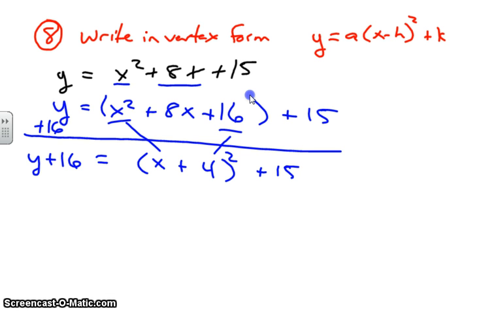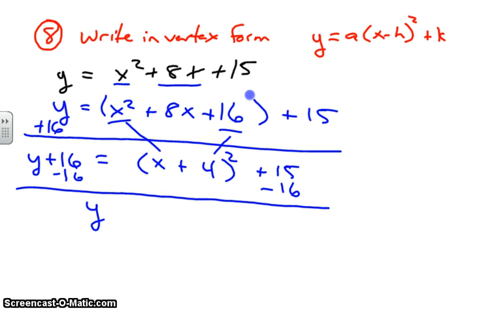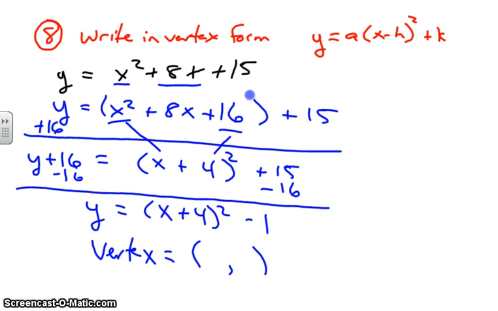Now to finalize this, to get it into function form, we isolate y, right? So what do we do to isolate y? Subtract 16 from both sides. And we have y equals x plus 4 squared minus 1. So let's identify the vertex. We all do that? And let's say the vertex is? Negative 4. Good. Negative 4, negative 1.